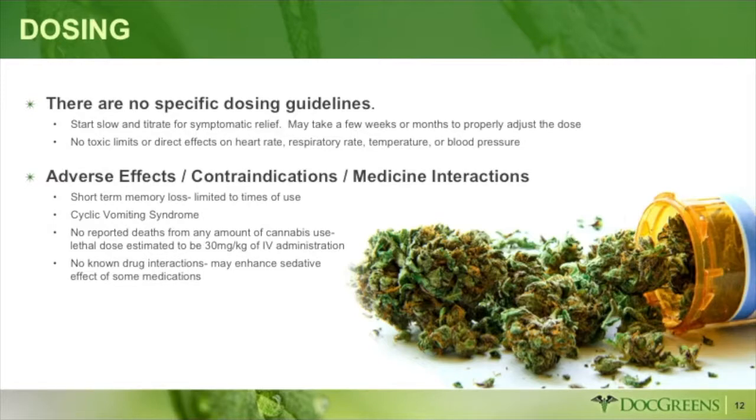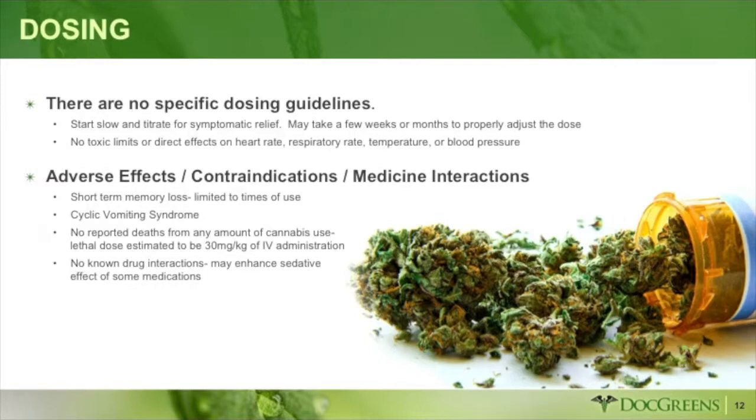The important thing to know is that there's no toxic limits. So, those CB1 and CB2 receptors that we were talking about where these compounds actually work don't exist in your brainstem where you control your heart rate, your respiratory rate, your blood pressure, and those vital signs that we use as a metric there. So really it's very safe and for the most part you won't have any kind of major toxic effects.